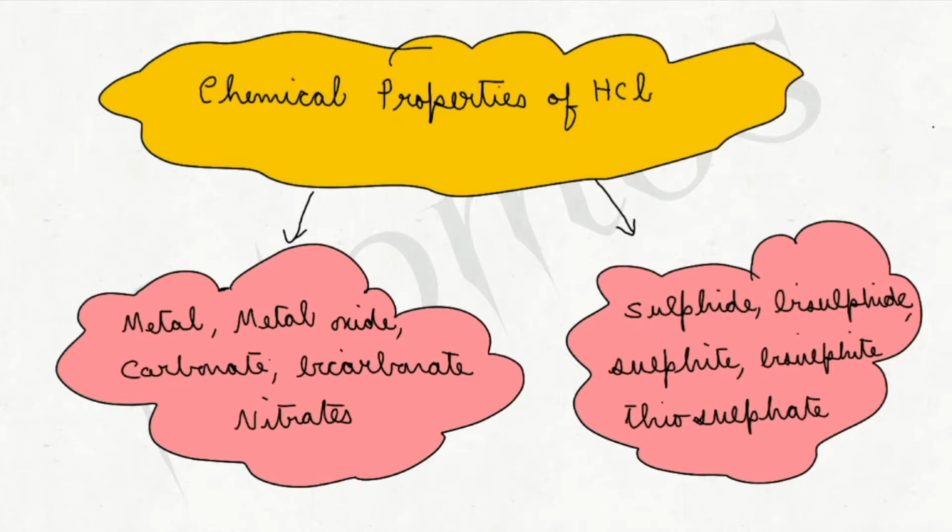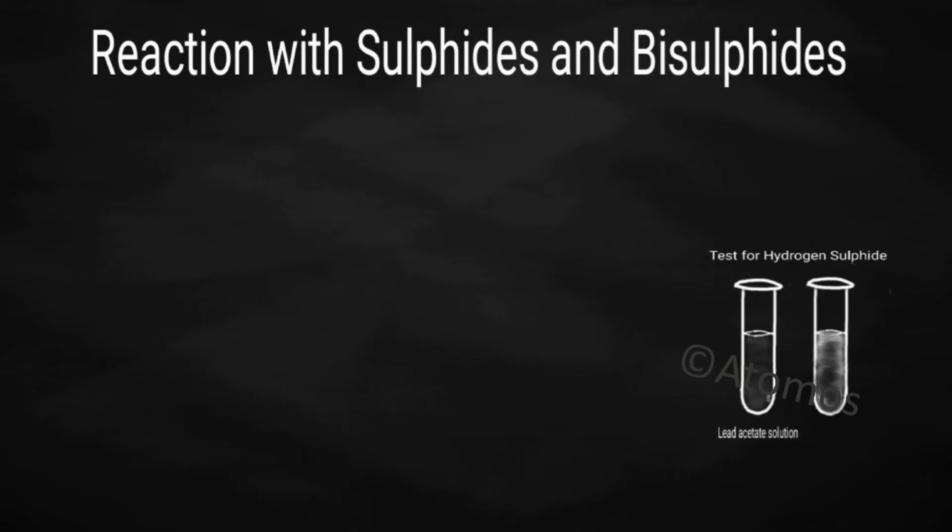Now we are going to learn what will be the reaction of hydrochloric acid with sulfide, bisulfide, sulfite, bisulfite and thiosulfate. After that, we will be discussing all the board questions related to the chemical properties of hydrochloric acid. Okay. Now see this one. We need to learn what will be the reaction of a sulfide and bisulfide with dilute hydrochloric acid.